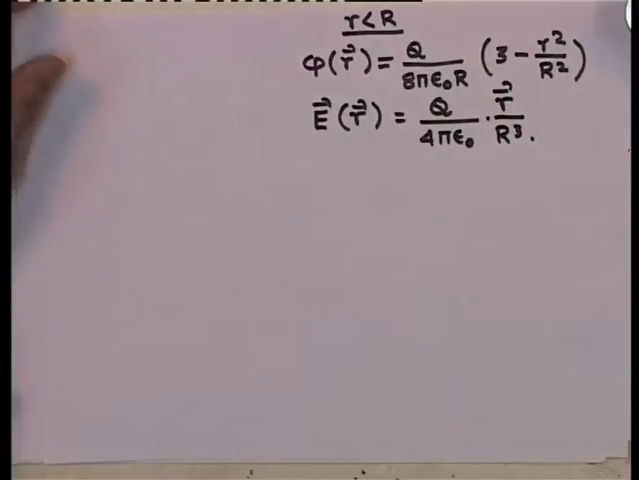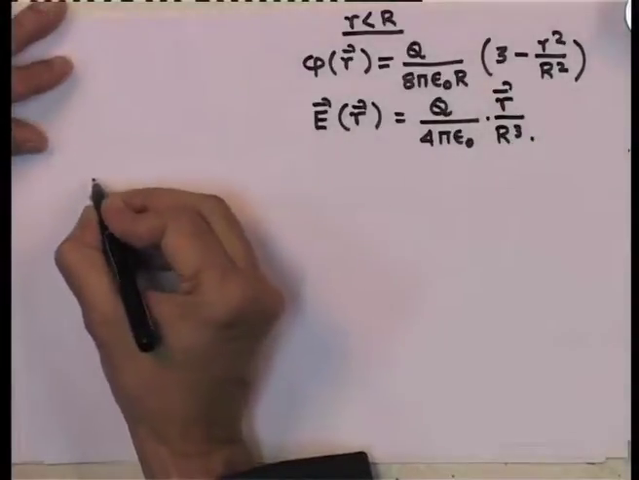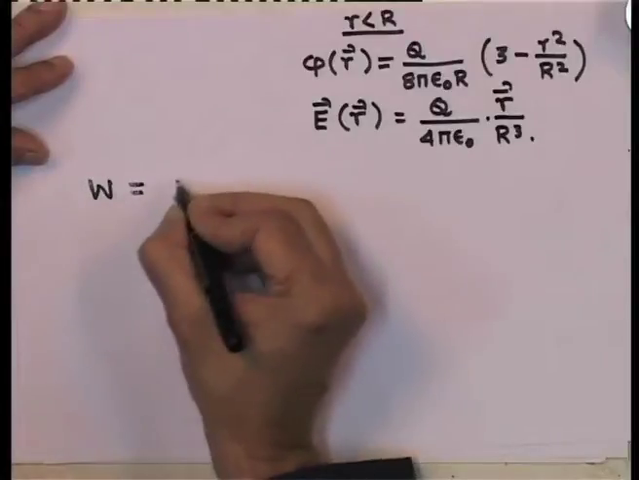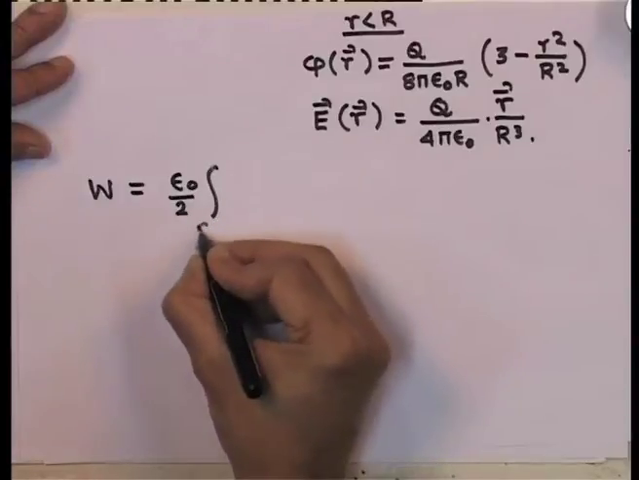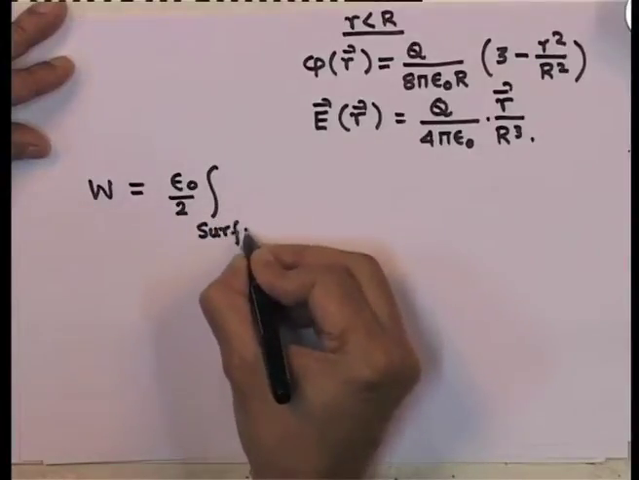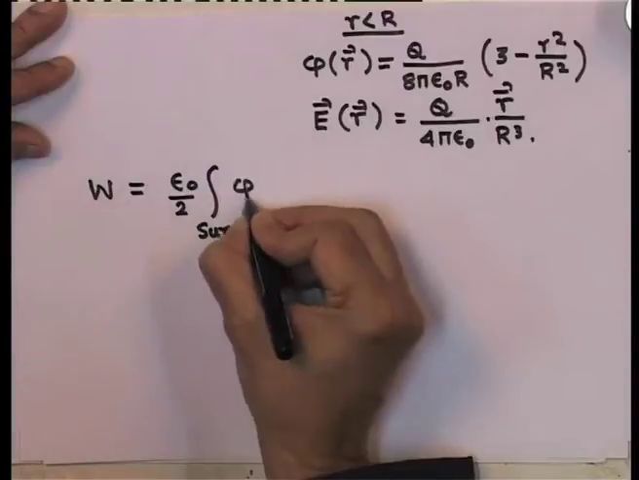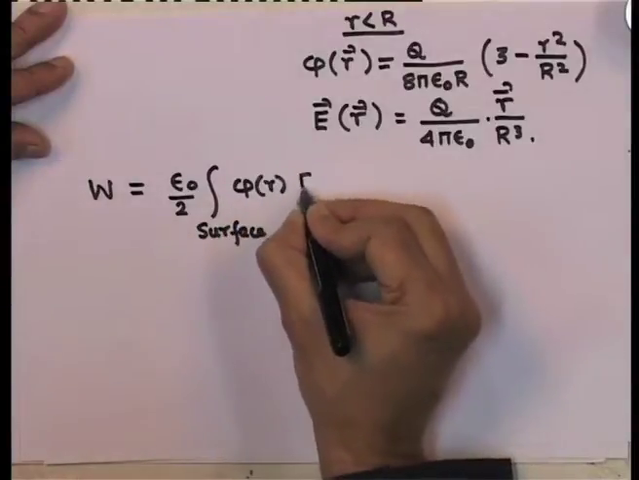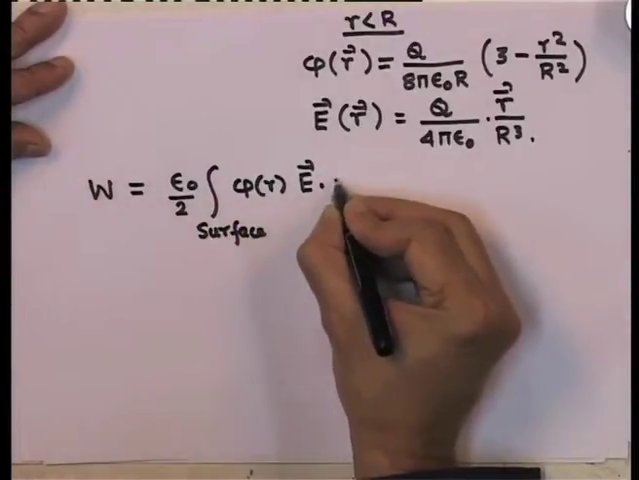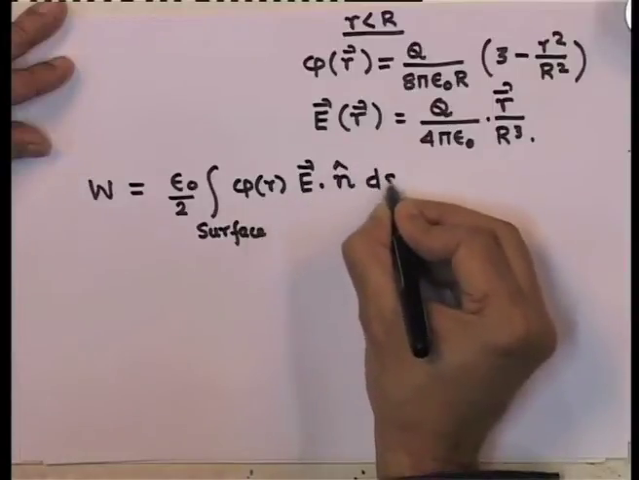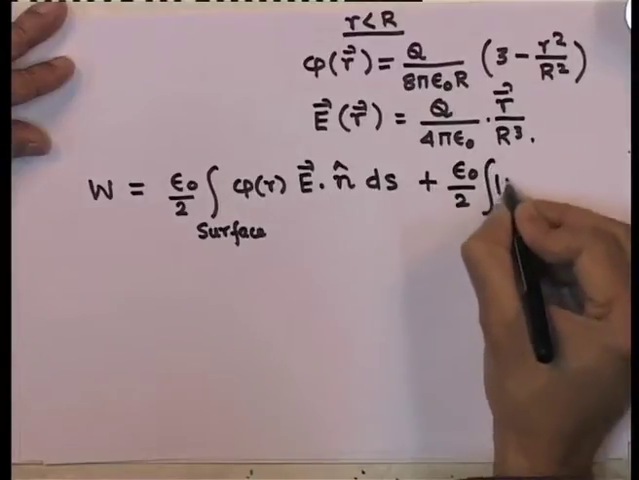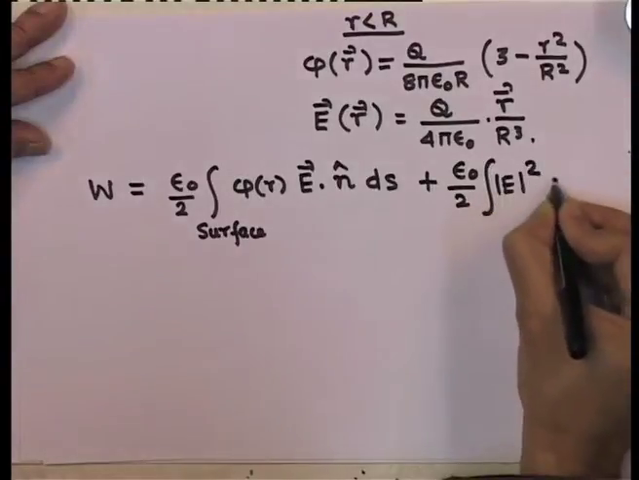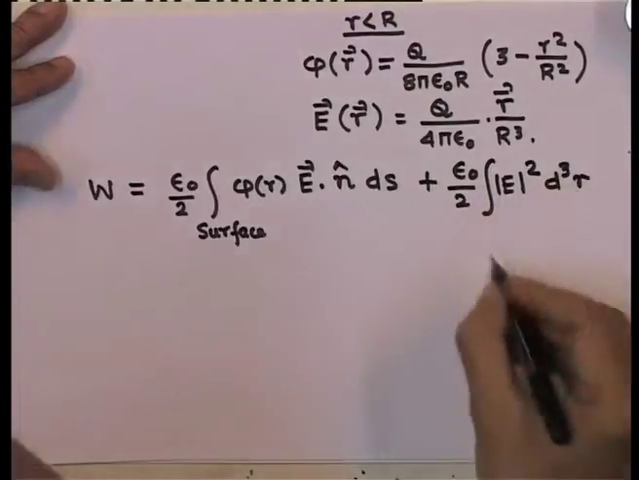So, let us look at how it goes. My work done has two terms. One is epsilon 0 by 2 integral over the surface, this time my physical surface, phi of r vector E dotted with n ds, plus epsilon 0 by 2 integral E square d tau over the physical volume.